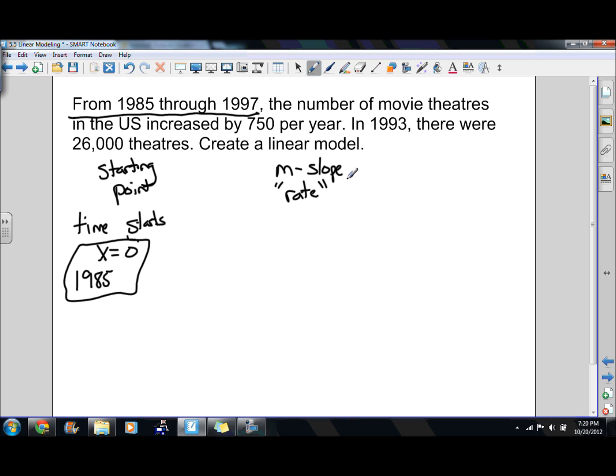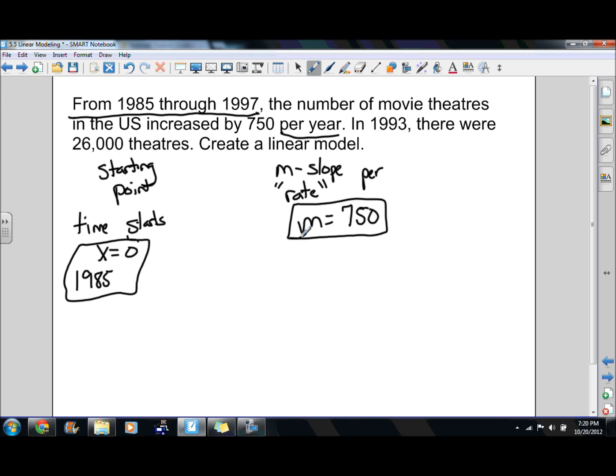And our slope, our rate, always is going to involve the word per, like per mile, per gallon, per cup, okay, or per year. Meaning our slope is 750. Now, we want to create an equation. We have two equations that we know, y equals mx plus b, and point slope, y minus y1 equals m parentheses x minus x1. Those two we've been working on.